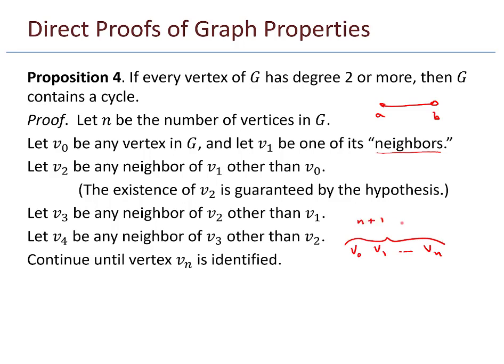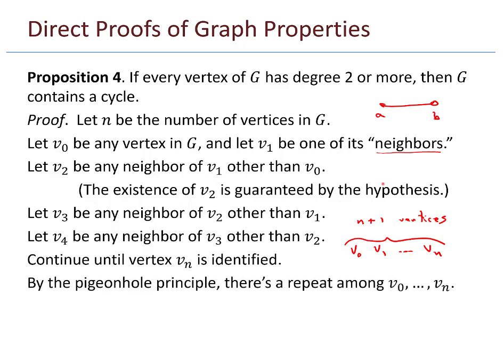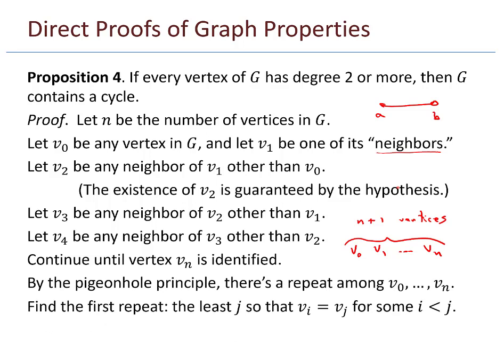That's n plus 1 vertices. But I know that there are only n vertices in the graph. So by the pigeonhole principle, there has to be a repeat among v0 through vn. So let's find the first repeat. Now, technically, we do this by finding the least j so that vi equals vj for some i less than j. But that's the idea.